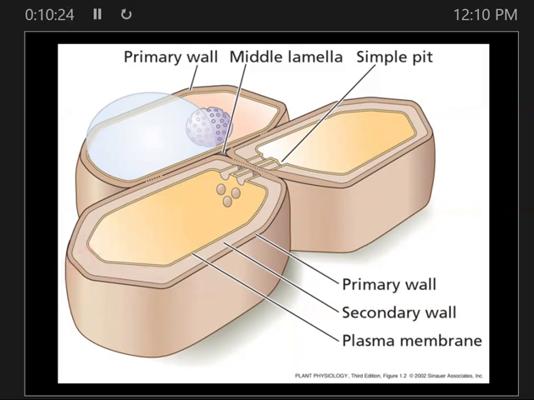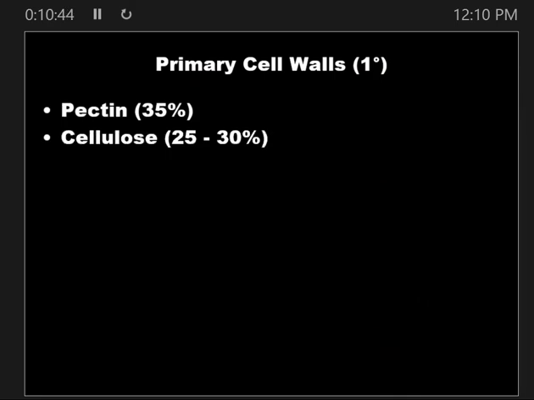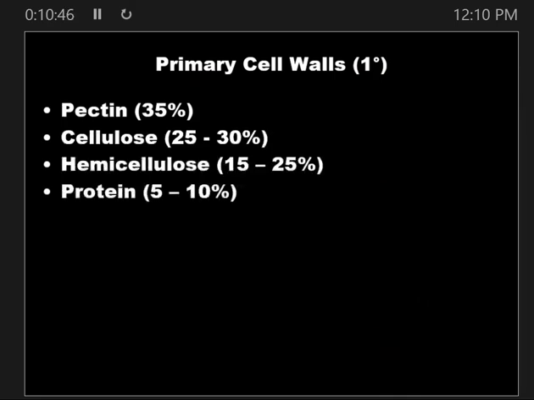But let me finish the thought on the primary versus secondary. So very often when we denote the word primary, we use a 1 with a degree symbol. That means primary. So the primary cell walls, when you look at their composition, there is pectin in the primary cell wall, cellulose, hemicellulose, and protein. You don't need to know the percentages. I put them in there if you're interested, but I won't be asking about this.